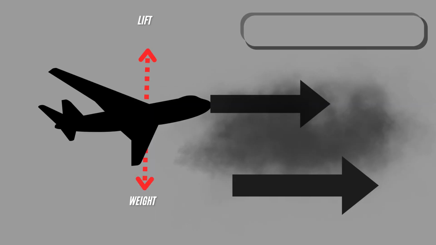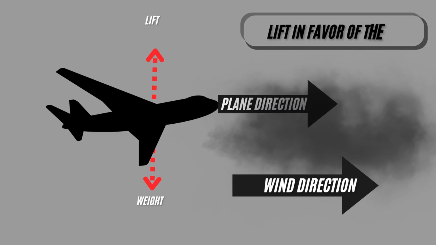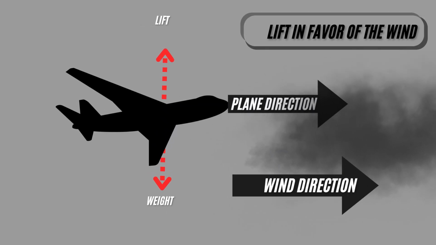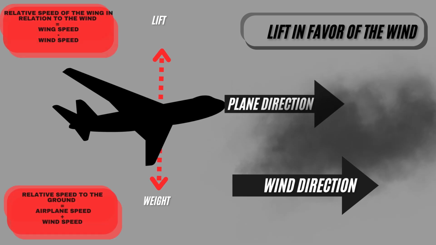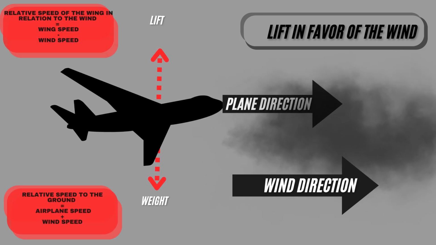Flying with the wind. During cruise flight, flying with the wind is advantageous because the airplane will have a higher ground speed, which reduces the need for more thrust to maintain speed, resulting in fuel savings.